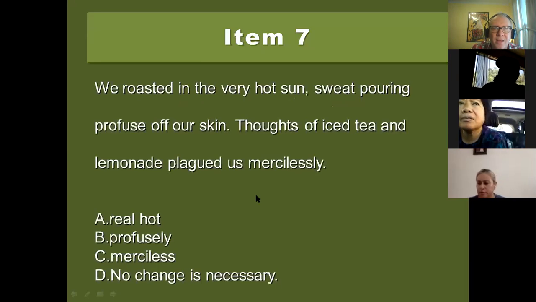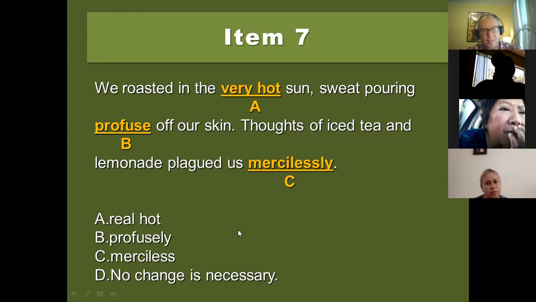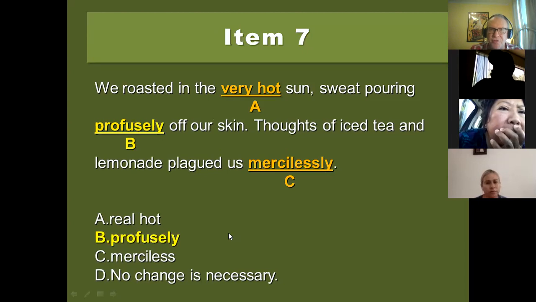Number 7. We roasted in the very hot sun, the sweat pouring profuse off our skin, and the lemonade plagued us mercilessly. All right. We have very hot, profuse, and mercilessly. Which one should we change? Profuse. Exactly. Profuse should change to profusely. Profuse means a lot.